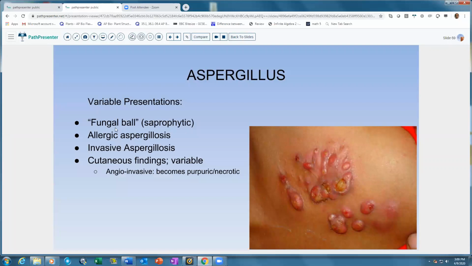Aspergillus usually presents with a fungal ball. The cutaneous findings can be very variable and they are usually angioinvasive. You can see these purpuric necrotic nodules, which is a very nice presentation of Aspergillus.